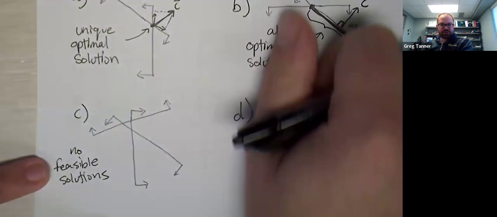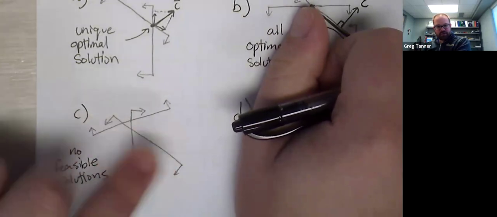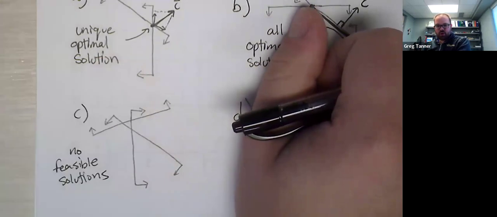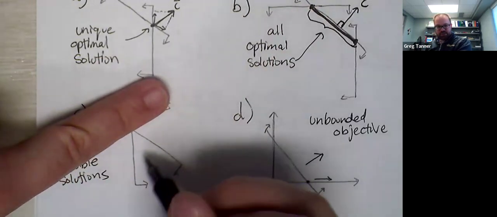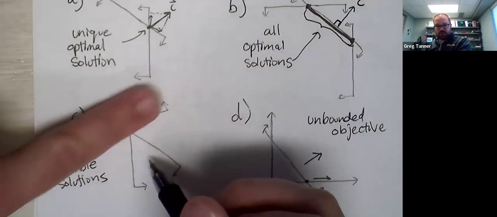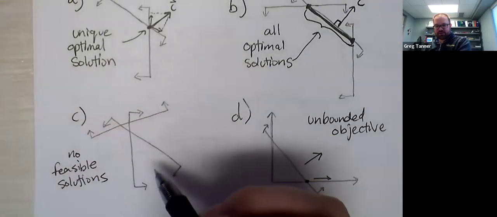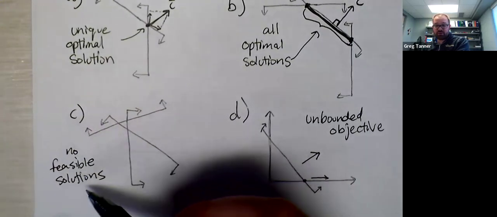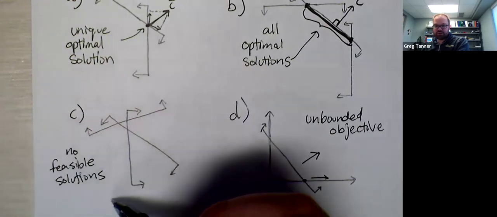The third option is no feasible solutions. Here's maybe one constraint pointing this way, another constraint pointing down this way, and a third one going up that way. There's no region that satisfies all three. If you ignore this constraint, then this region over here would be feasible, but once you add this constraint in, it eliminates that region. No feasible solutions usually means that you have too many constraints, or that the constraints are not consistent with each other to give you any feasible region.